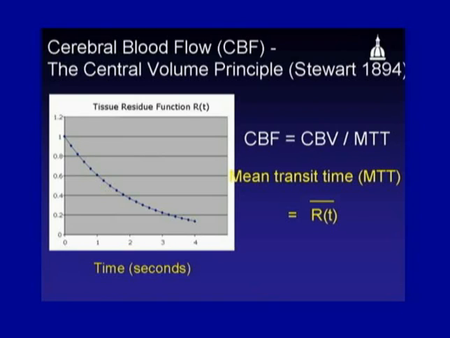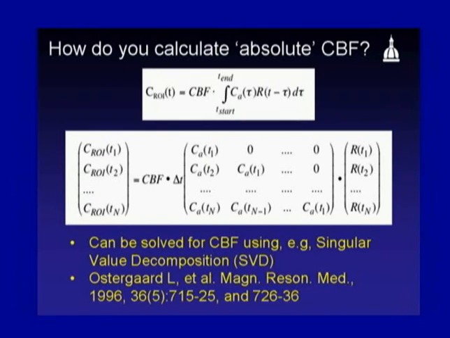And the central volume principle states that cerebral blood flow is equal to cerebral blood volume, which we just saw on the previous slide how to calculate, divided by the mean transit time. And that's how you can calculate cerebral blood flow. So how do you do this in practice? Well, it's a little bit scary because you have a big equation like this.